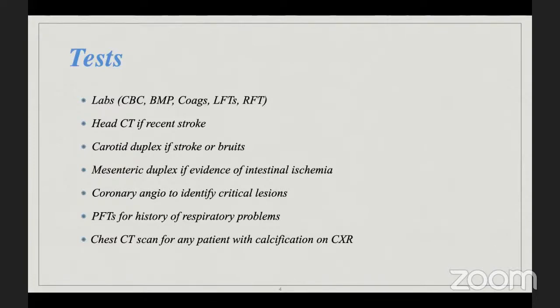Patients should undergo coronary angiography by default for coronary patients, and in elderly patients going for valvular cases. Pulmonary function tests should be done in patients with history of respiratory problems like COPD and smokers. And chest CT should be obtained for any patient with evidence of calcification in the aorta on the chest X-ray.